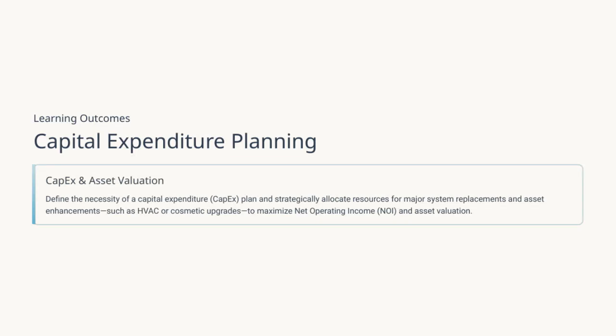Let's talk about the importance of having a solid CapEx plan in place. A well-thought-out capital expenditure strategy is essential because it helps us allocate resources effectively for major system replacements and asset upgrades. These upgrades might include things like HVAC systems or cosmetic improvements. By planning ahead, we can prioritize investments that will maximize our net operating income, or NOI, and also boost the overall value of our assets.